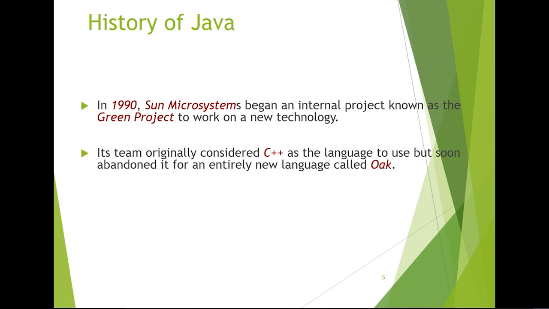Originally, in Project Green, they planned to create Java using the C++ programming language, because C++ is one of the most powerful programming languages we have. You can actually create operating systems with the use of C++ alone. That is how powerful C++ is. But later on, the team decided to change the programming language, and they used Oak.